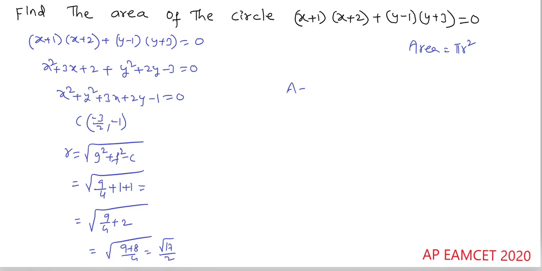Therefore, area is equal to pi r square. That is pi into r square, root 17 by 2 whole square. That is 17 by 4. Therefore, area is equal to 17 pi by 4.